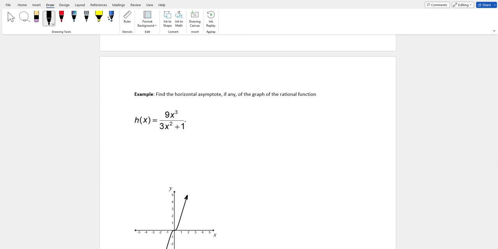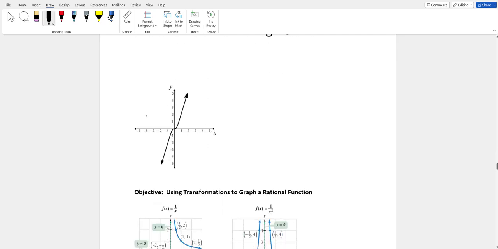The next one, we have 9x cubed over 3x squared plus 1. N is 3, m is 2. As you can see, 3 is greater than 2. And since n is greater than m, there are no horizontal asymptotes. So this is the graph. As you can see, there are no horizontal asymptotes listed.